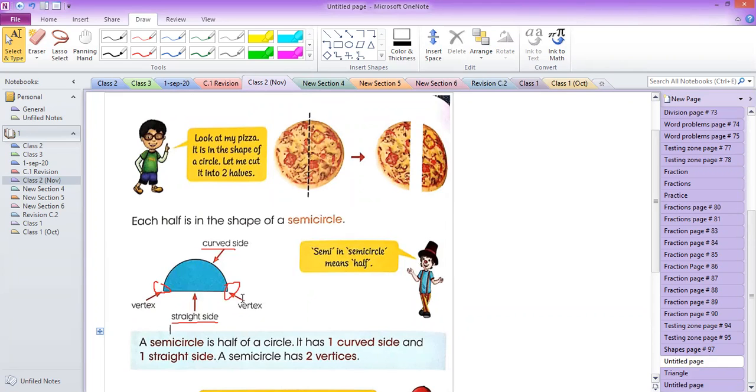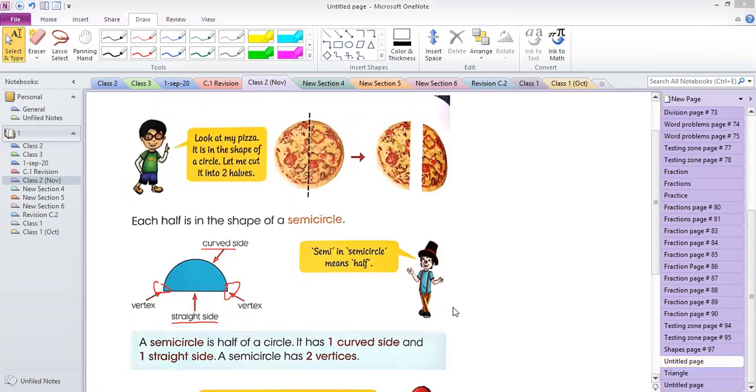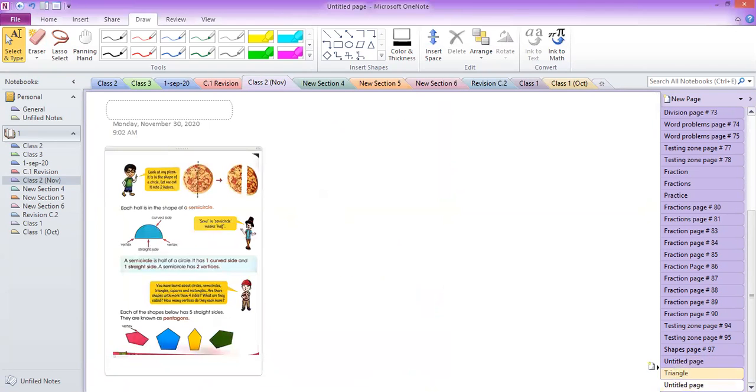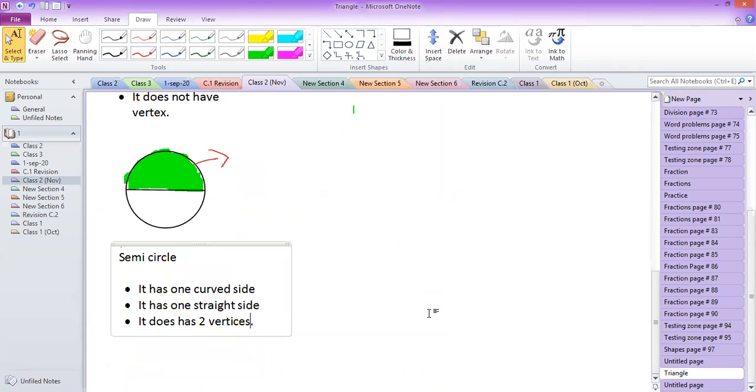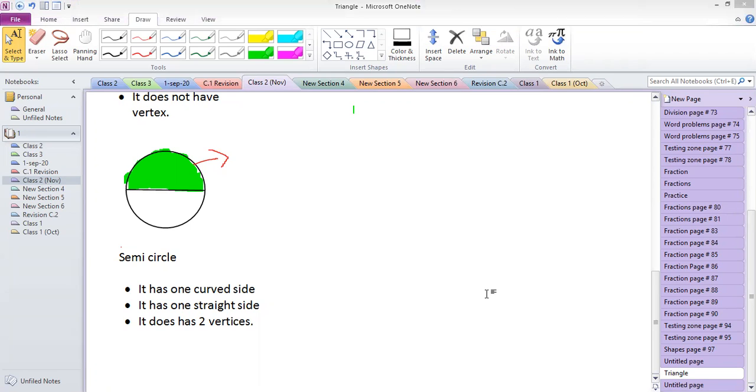Okay. So guys, if I tell you to check whether any shape is a semicircle or not, you should know the properties. You should know that semicircle has two vertices and two sides. One of the sides is straight and one of the sides is curved. So you will check these properties in any shape and then you will tell me, sir, is it semicircle or not. Okay. So these are the properties of semicircle. Is that clear, guys?